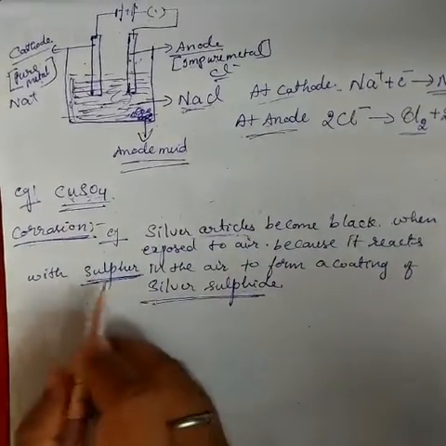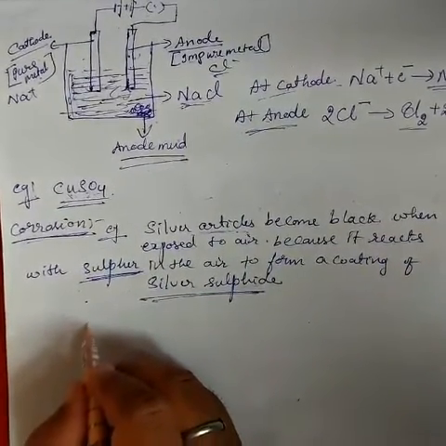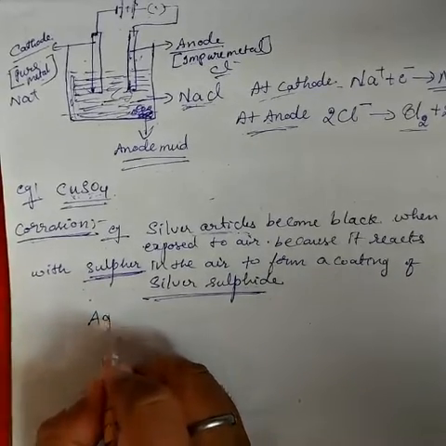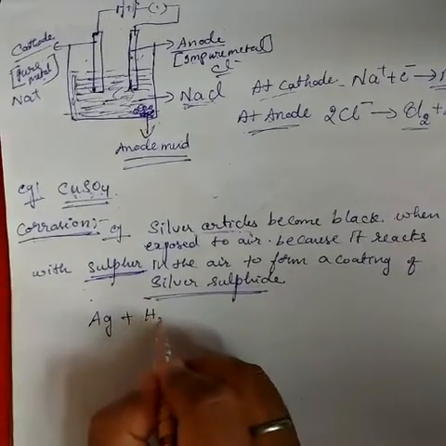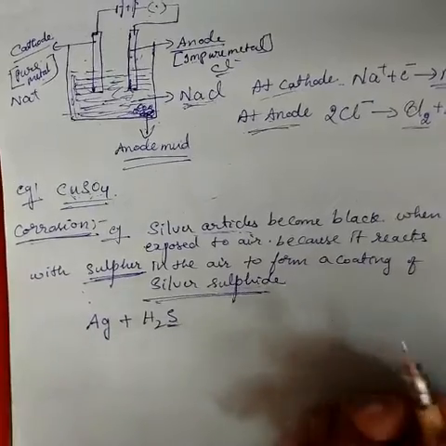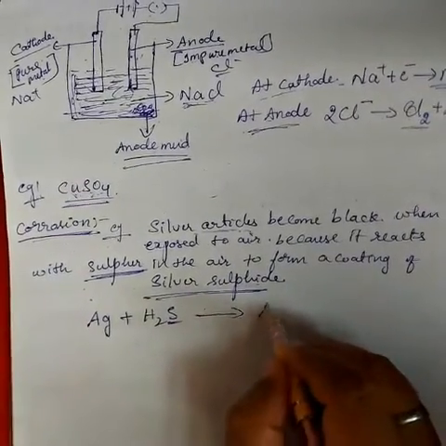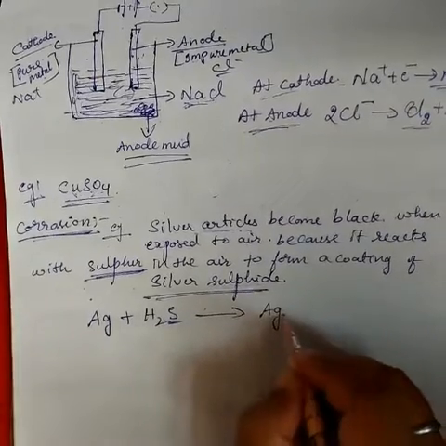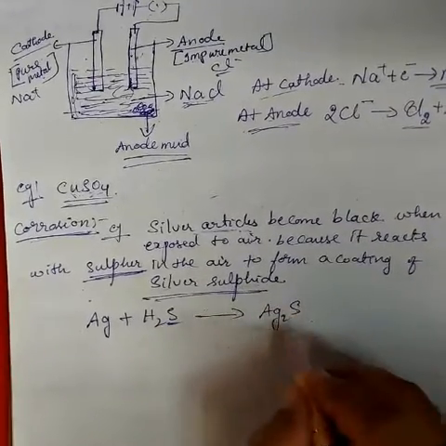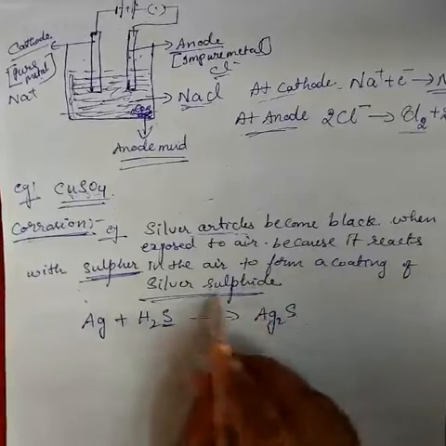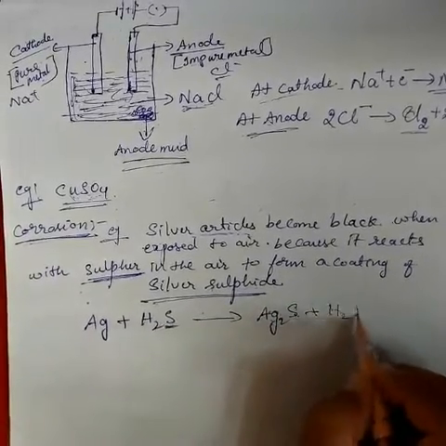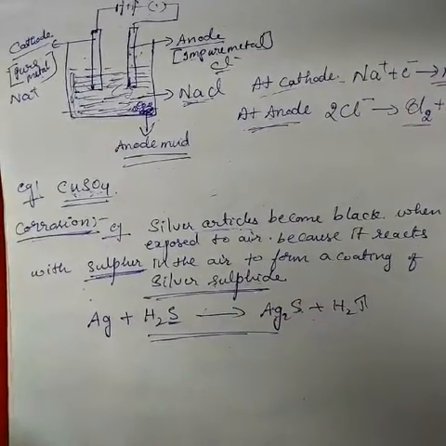Okay, so you write down that equation also: silver Ag plus H2S, hydrogen sulfide, which is present in the air. Generally that sulfur compound is there. So what's formed? Silver sulfide is formed and hydrogen gas is released. So this equation is also important.